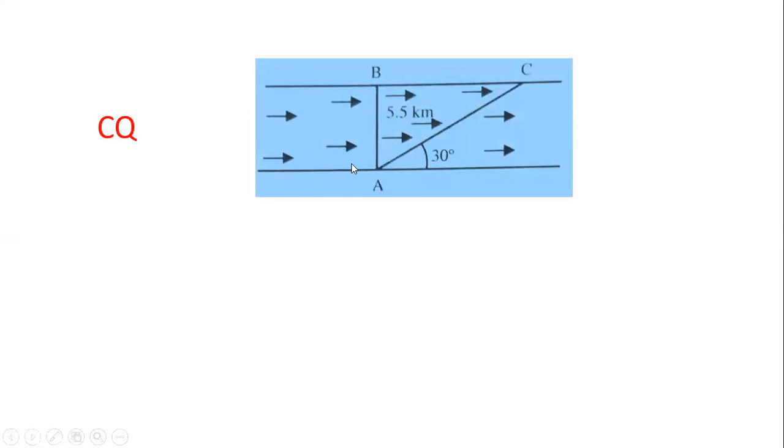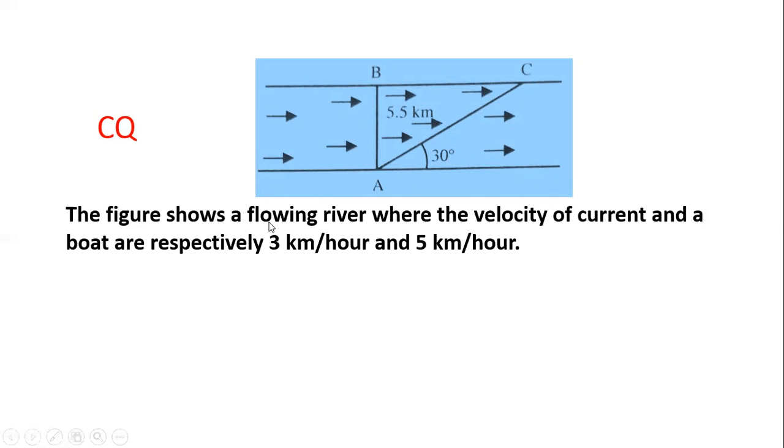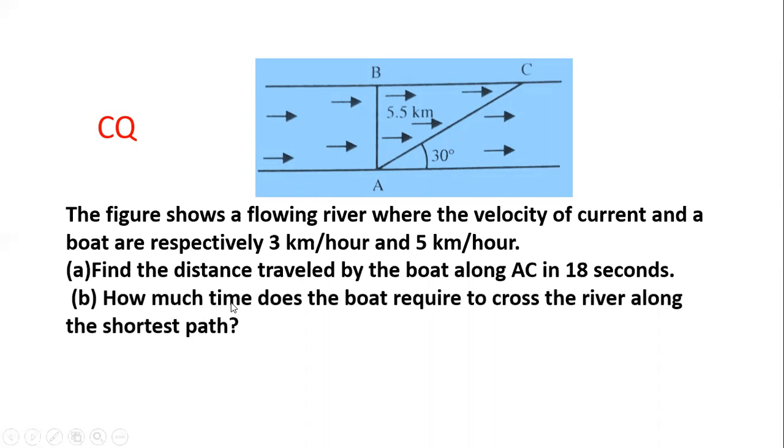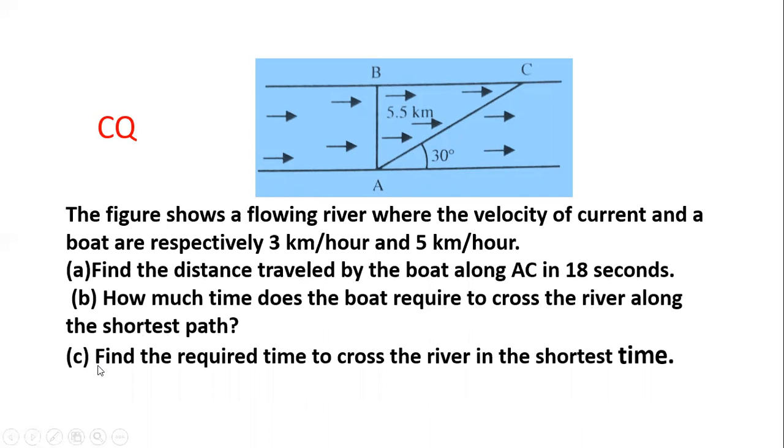CQ. Here is a picture. This CQ is based on this picture. The figure shows a flowing river where the velocity of the current and of a boat are respectively 3 km per hour and 5 km per hour. Find the distance traveled by the boat along SE in 18 seconds. How much time does the boat require to cross the river along the shortest path? Find the required time to cross the river in the shortest time.